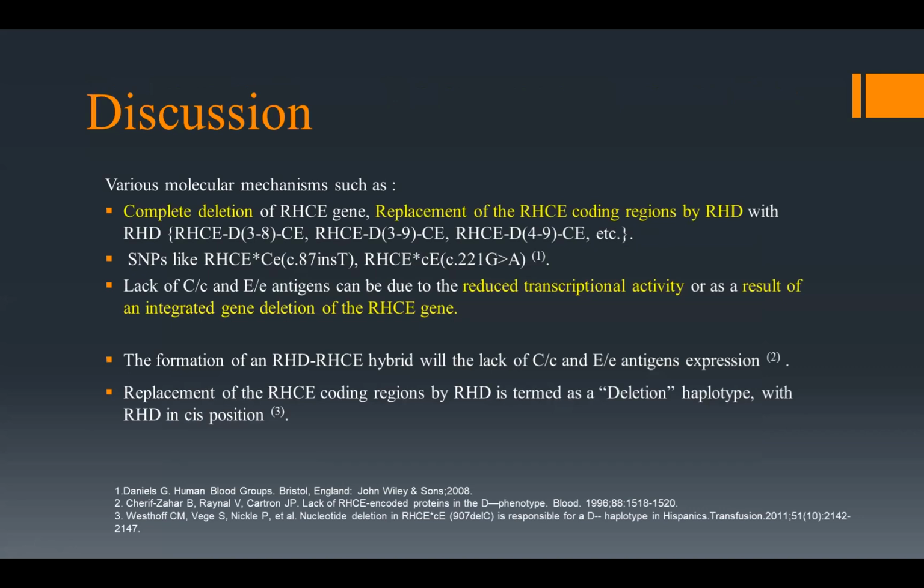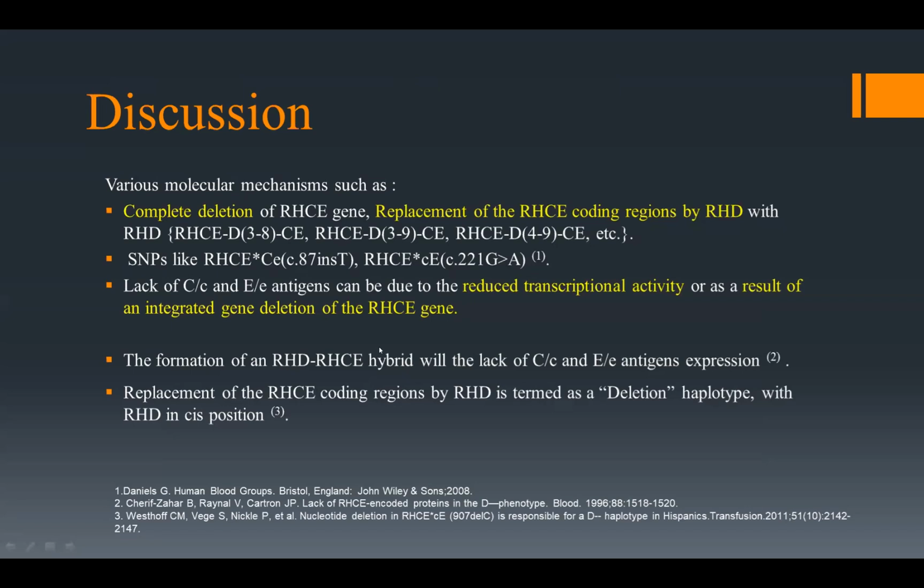So it can either be a complete deletion of the Rhce gene, or it can be just a replacement of the Rhce coding sequences, as in our case, by the Rhd gene, or it can be single nucleotide polymorphisms, or it can be lack of the CCEE antigens as a result of reduced transcriptional activity, or as a result of an integrated gene deletion of the Rhce gene.